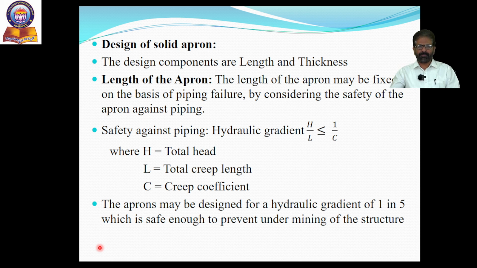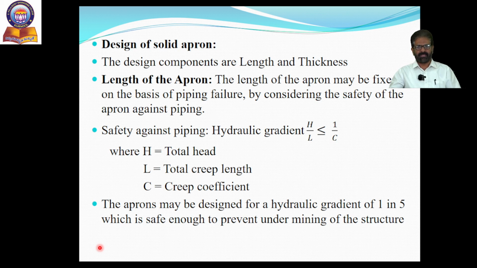So there are two important components for the design of apron. They are the length and thickness. Generally the design components are the length of the apron, that means how much length we have to provide the apron on the downstream side, and what about the thickness of the apron to be provided or required. So first of all, let us consider the length of the apron. The length of the apron may be fixed on the basis of piping failure.